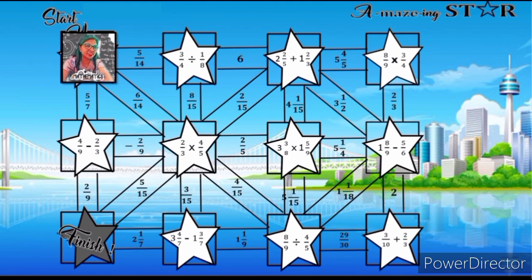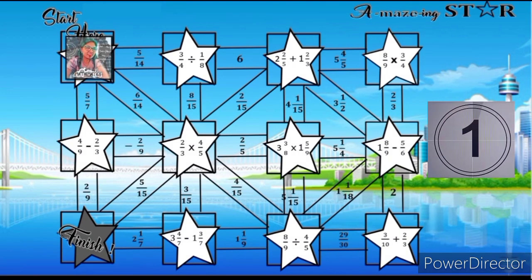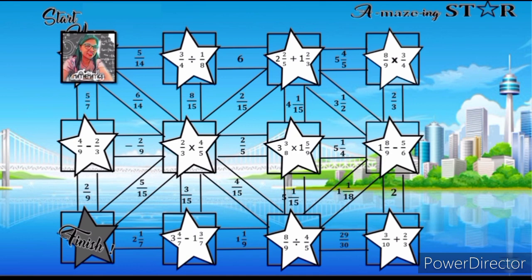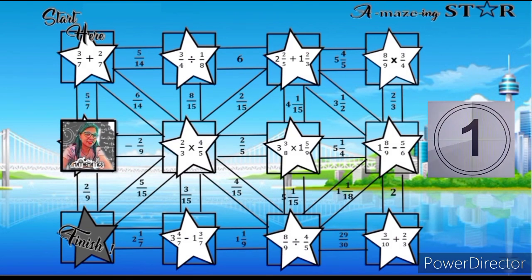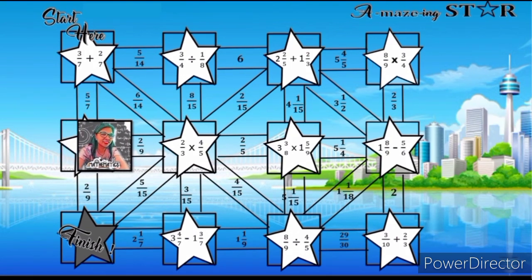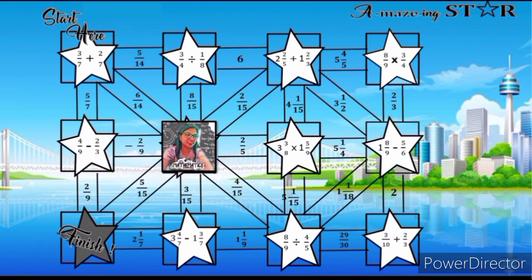Now let's start. Let's answer 3 over 7 plus 2 over 7. What do you think is our answer? 5 over 14, 6 over 14, or 5 over 7? Correct, our answer is 5 over 7. Now let's answer star number 2. We have 4 over 9 minus 2 over 3. What do you think is our answer? Negative 2 over 9 or 2 over 9? Correct, 2 over 9.